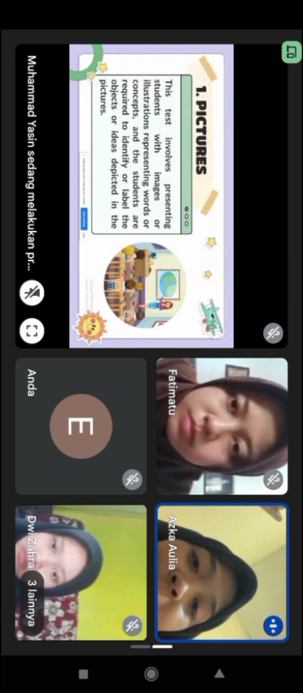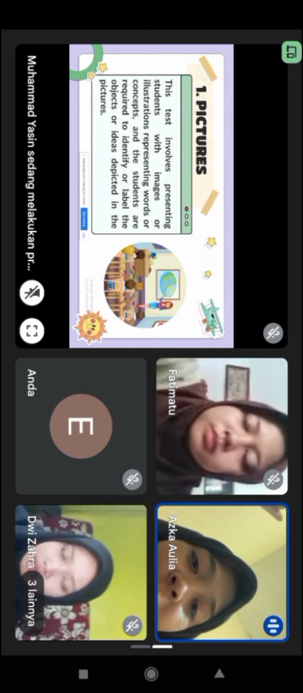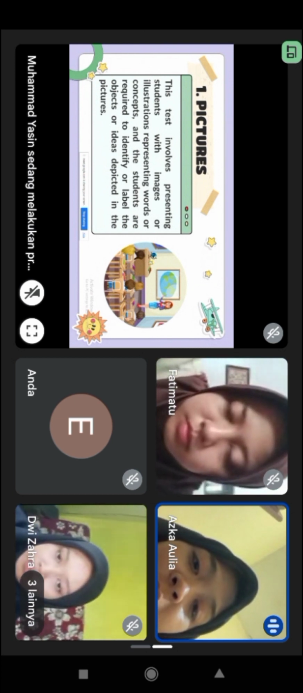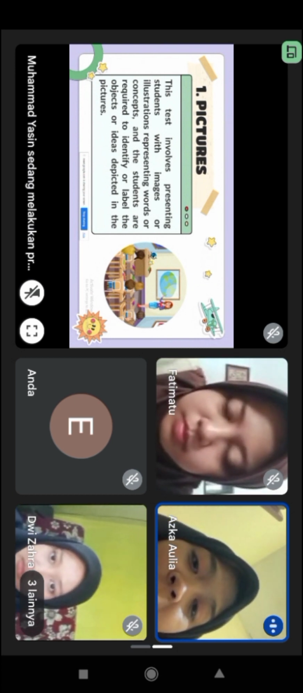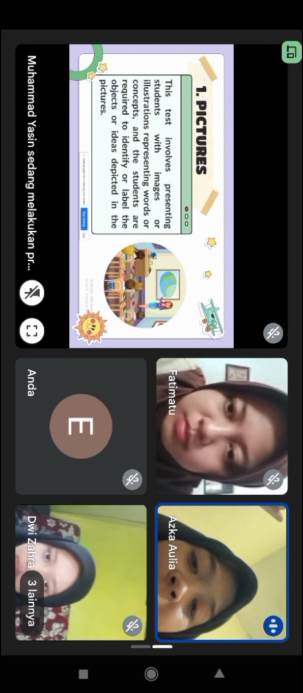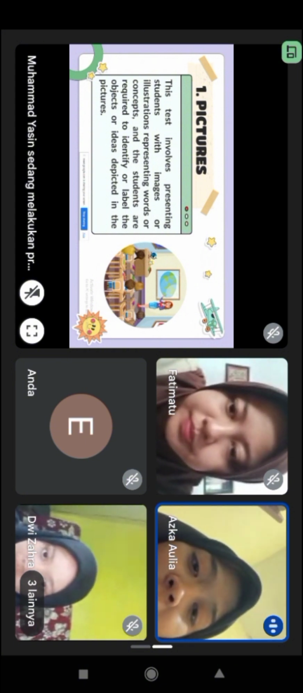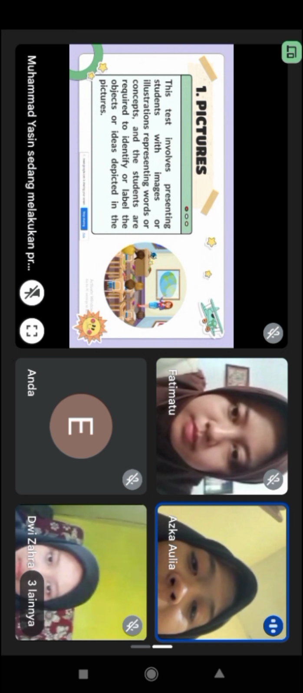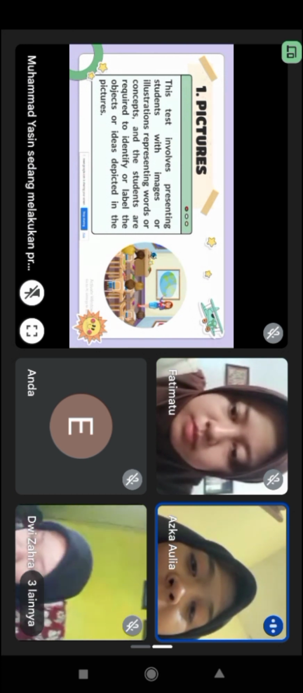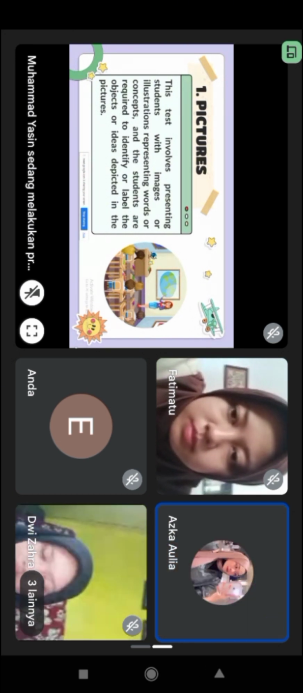Okay, point number 1 is pictures. This test involves presenting students with images or illustrations representing words or concepts, and the students are required to identify or label the objects or ideas depicted in the pictures.